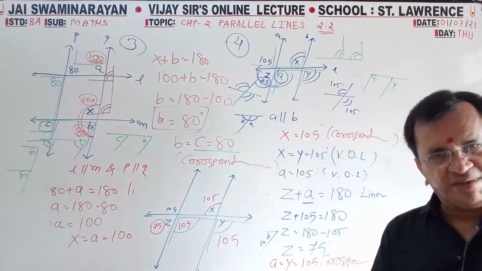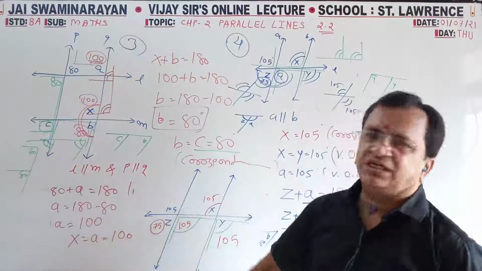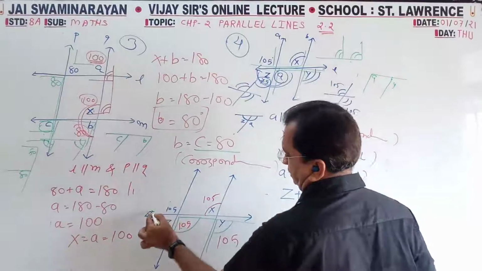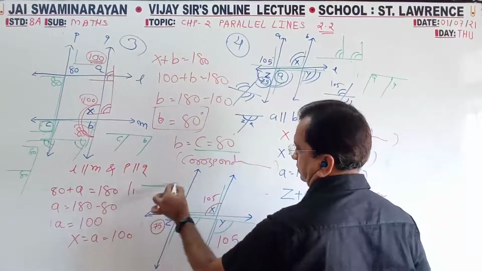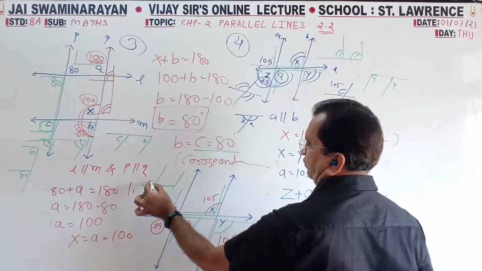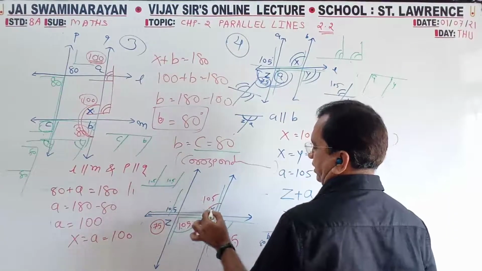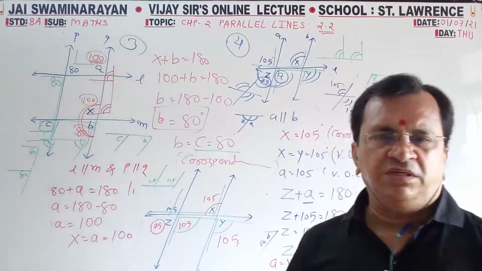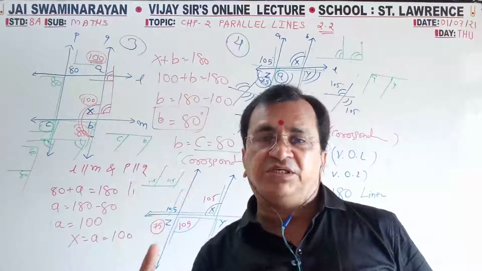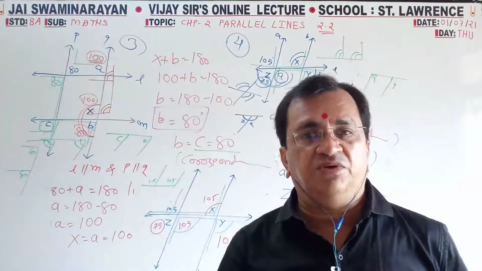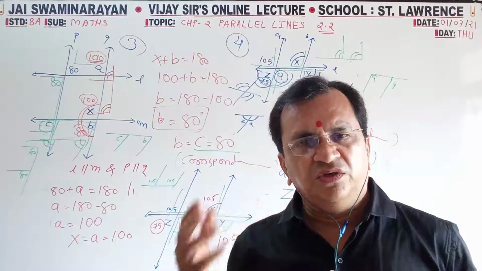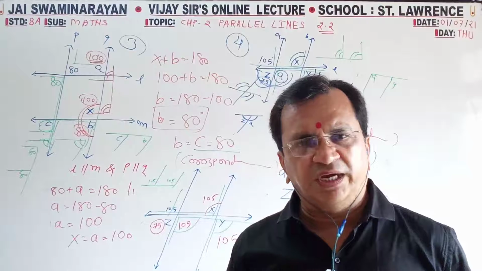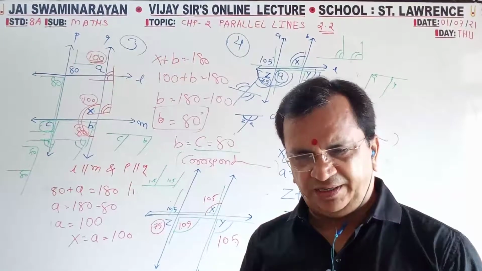So like that you can change the method, like that you can change the sequence of the method. One more, from here also you can start. This is also F. So this is 105. This is also 105. So X is equal to 105. From the given number, nearby number you can find, from opposite also you can find, from corresponding you can find, from alternate also you can find. So that is your choice, you can start from any point.